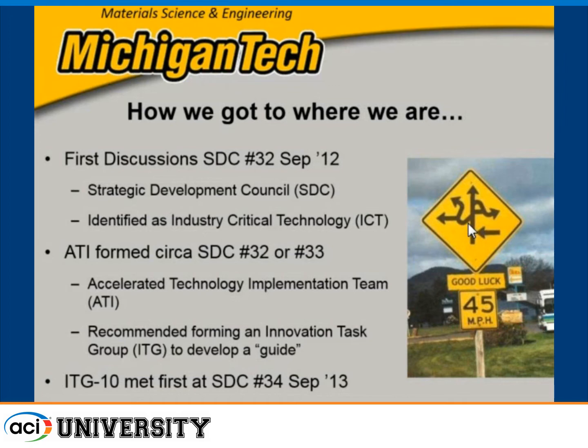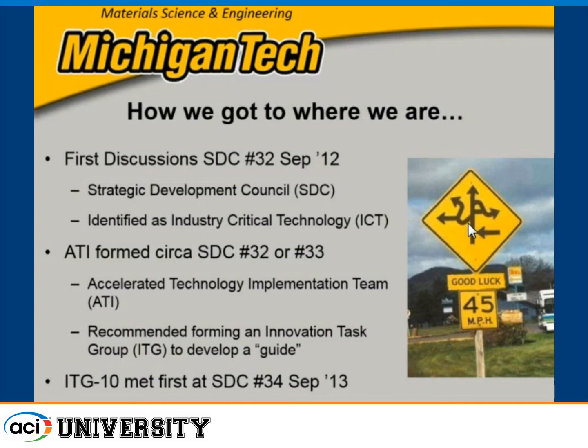One of the steps they took to get this implementation going is to form an ATI, which is an Accelerated Technology Implementation Team. There's a lot of acronyms in this world, so this is another one of them. And one of the things that the ATI decided to do was to form an ITG. So the SDC formed the ATI to form an ITG. And the ITG is actually a tool that ACI has used in the past for other technologies to get them kind of jump-started, if you will. And the idea is to form a small group of people to come together and write a document that's going to kind of serve as the basis for helping to implement that technology.